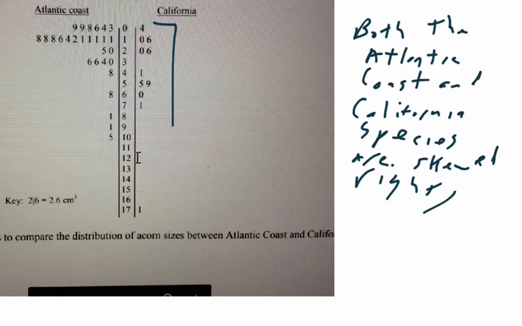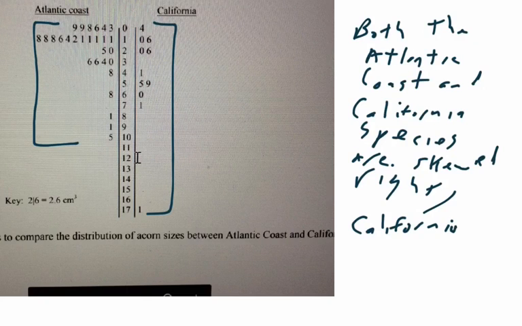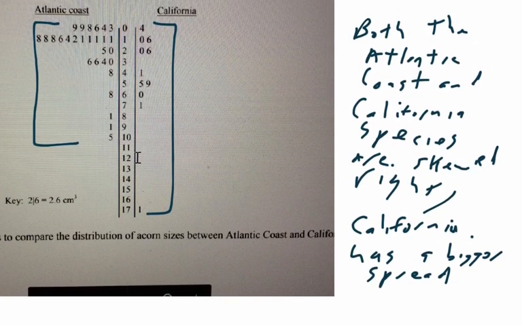Now the spread from California goes all the way from here to here. The spread for Atlantic coast only goes from here to here. So obviously California has a bigger spread. You notice I'm not calculating what the spreads are, I'm just saying which one has the bigger spread.